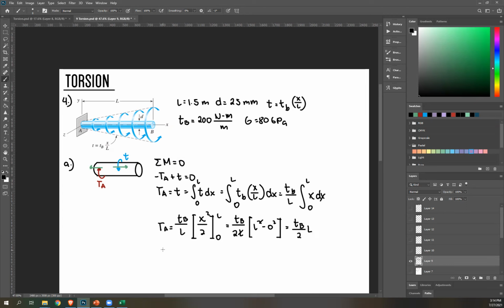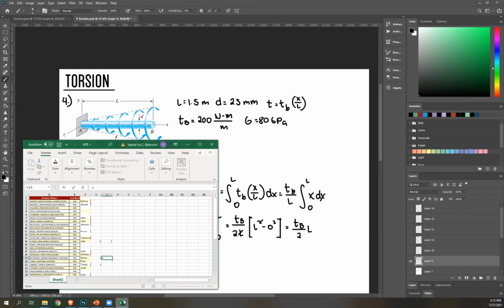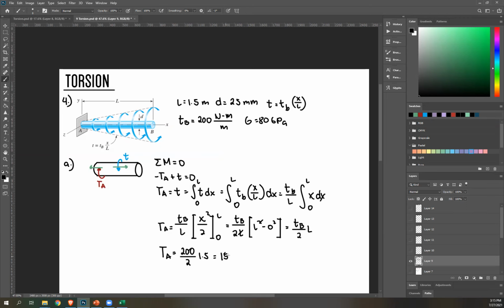And then just sub in our values. T sub B is 200 Newton meter per meter over 2. And then our length, make sure uniform units, so it's in meters, so 1.5. Please solve. What's the answer? Correct, Trinity, and Nina. It's 150. So this is your total torque or reaction torque at the support. So the unit there is Newton meter.